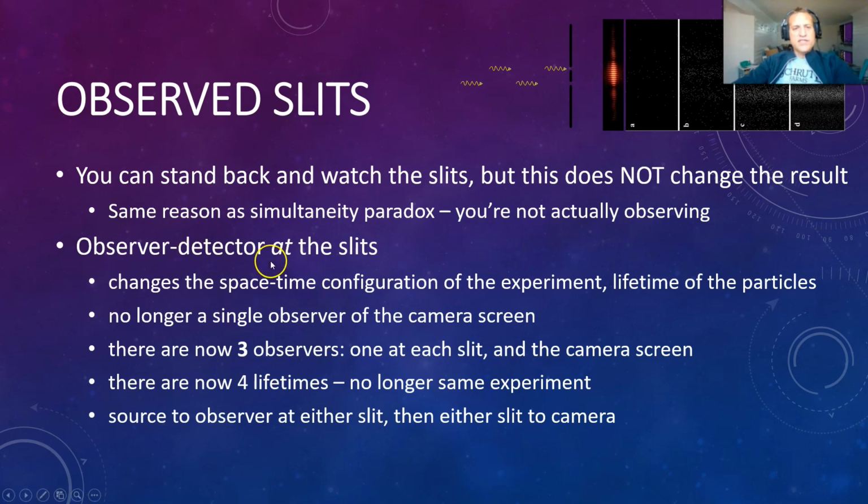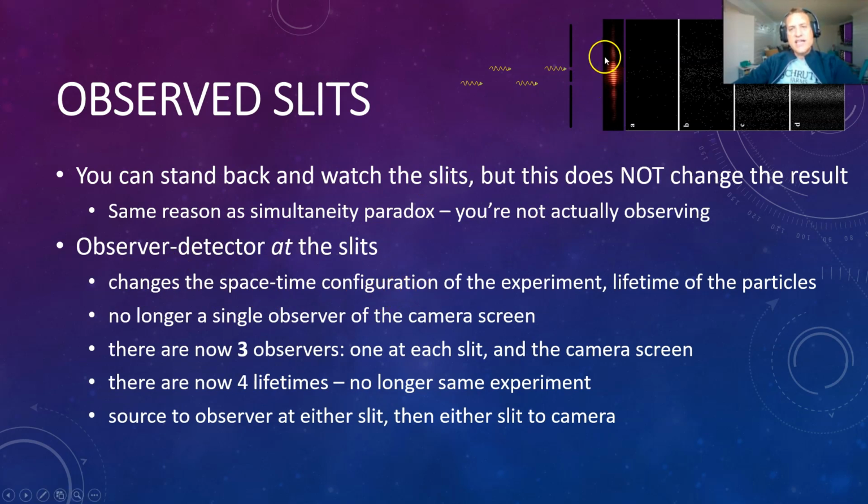So if you have an observer detector at the slits, here's the thing. This is done with the electron experiments when you're sending electrons through. We just still have photons, but just think of them as electrons. The thing about that is that you are changing the space-time configuration of the experiment. You're changing the lifetime of the particles.